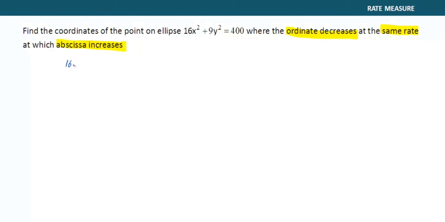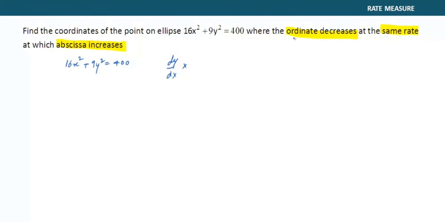So it is given that 16x square plus 9y square equal to 400 is your ellipse. Now we want to introduce the rate measure. It is given that the ordinate decreases. Do not get confused about which rate they are decreasing at, or about what differentiation should be done. Should we find dy by dx? This is not the target.